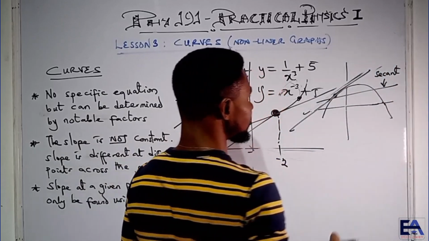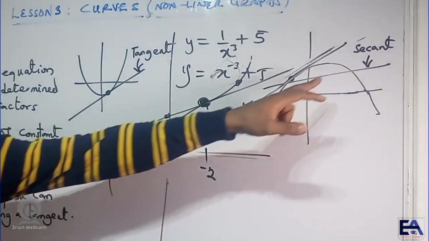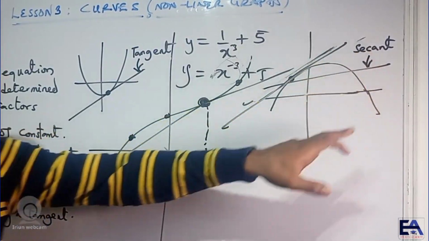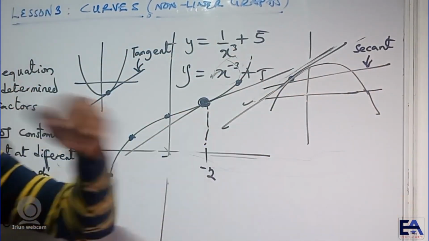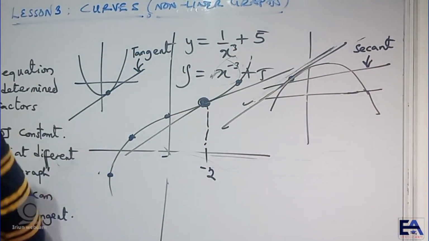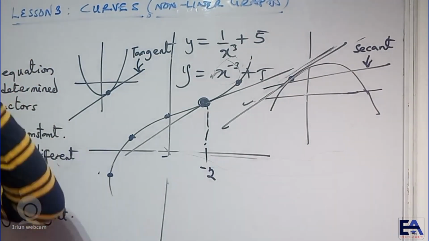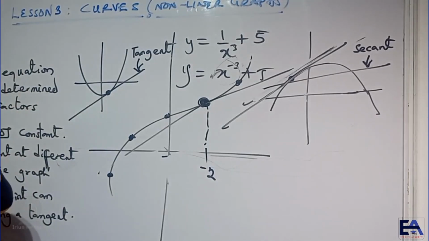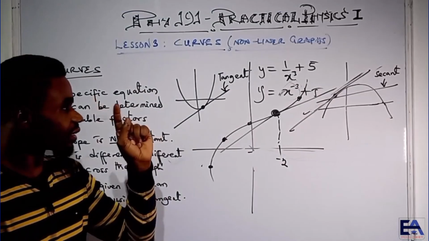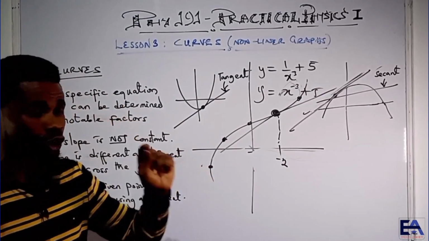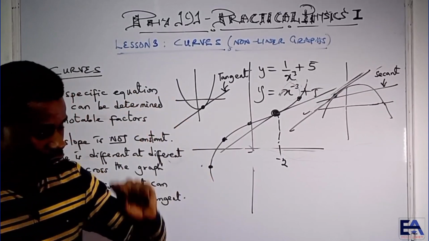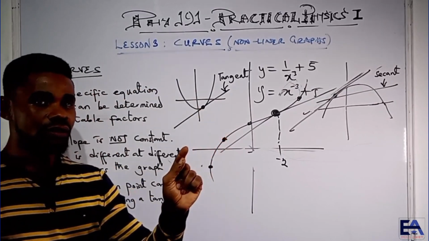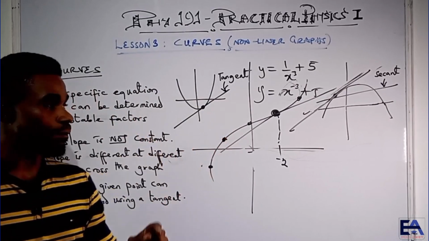S-E-C-A-N-T. It's called a secant when the straight line cuts into the curve. But a straight line that only touches the curve at a specific point, that straight line is called a tangent. And it is the tangent line that we actually use to find the slope of the graph at that point. And so this takes us back to the graph of a straight line.